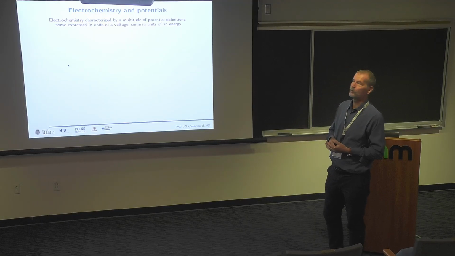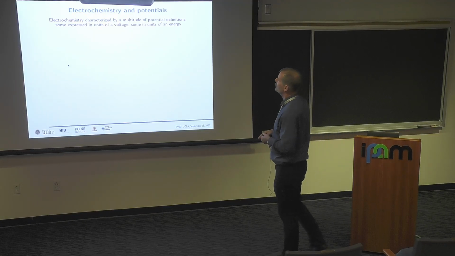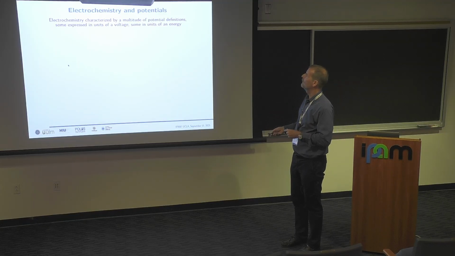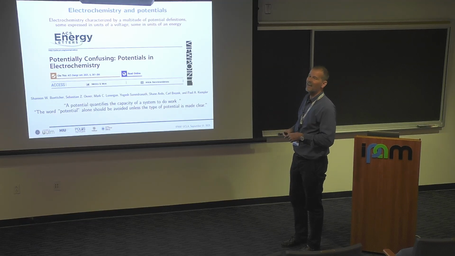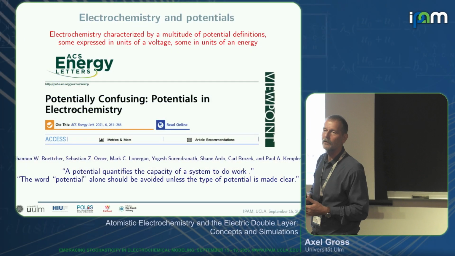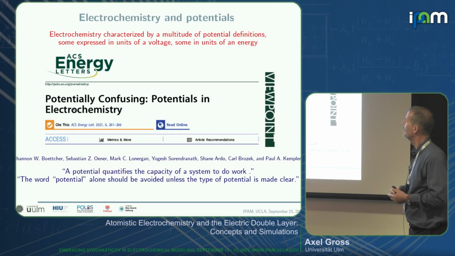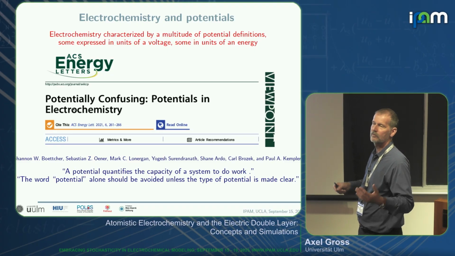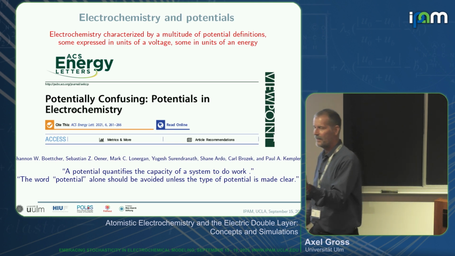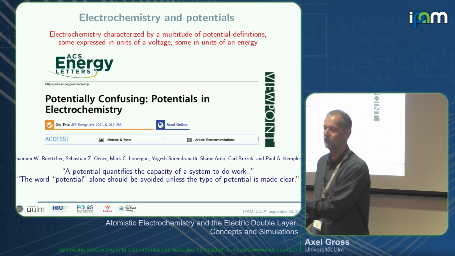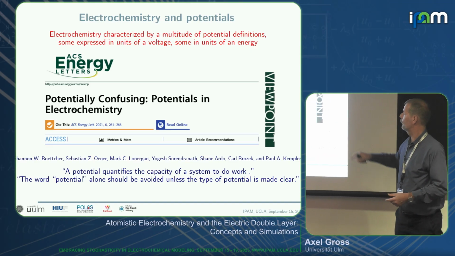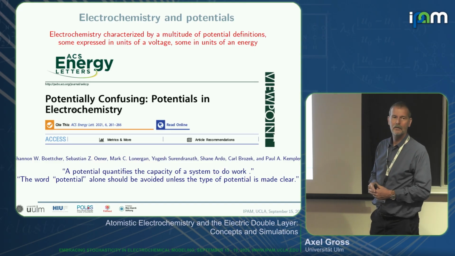Now, electrochemistry and potentials. Electrochemistry is characterized by a multitude of potential definitions, some expressed in units of voltage, and then also, of course, we have the chemical potential, expressed in energies. I was very confused, and I was so happy when I saw this paper in 2021, ACS Energy Letters, 'Potentially Confusing Potentials in Electrochemistry', where they say you find papers where they just say 'the potential'. What they say is: the word potential alone should be avoided unless the type of potential is made clear. And it's often not clear.